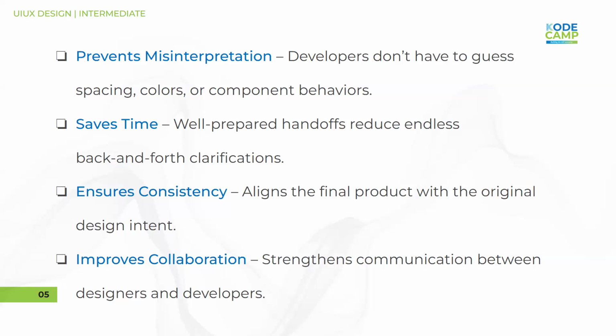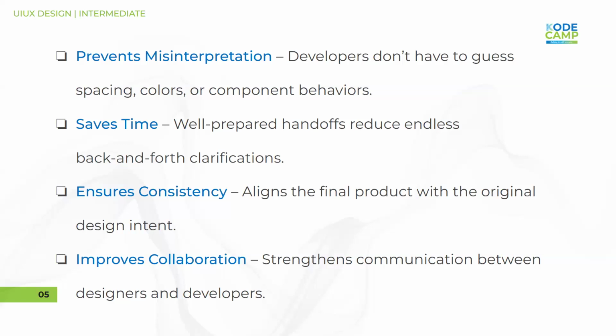Number two, it saves time. An unclear design means another Slack message, another call, another email chain. You'll get messages like, hey, is this margin 8 pixels, or is it 10 pixels, or is it 12 pixels? But with a clear handoff, those endless back and forth questions will disappear, and developers can build without pausing every 5 minutes to ask for clarification.